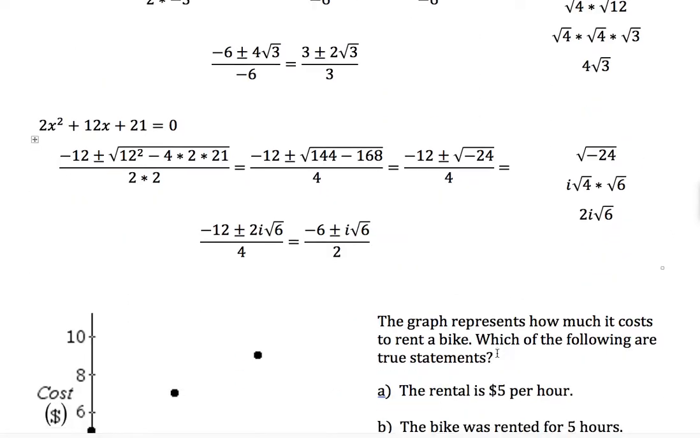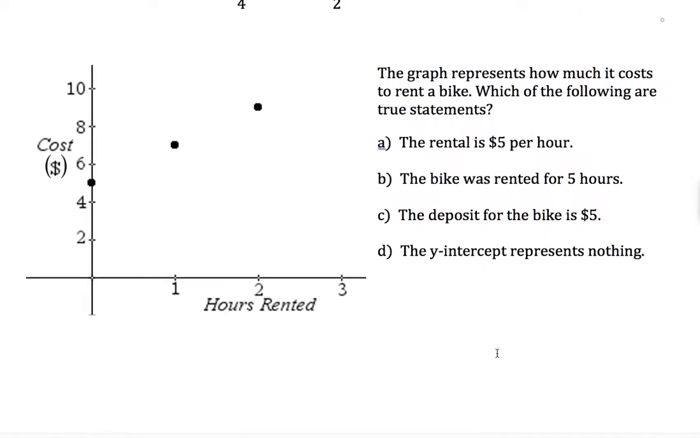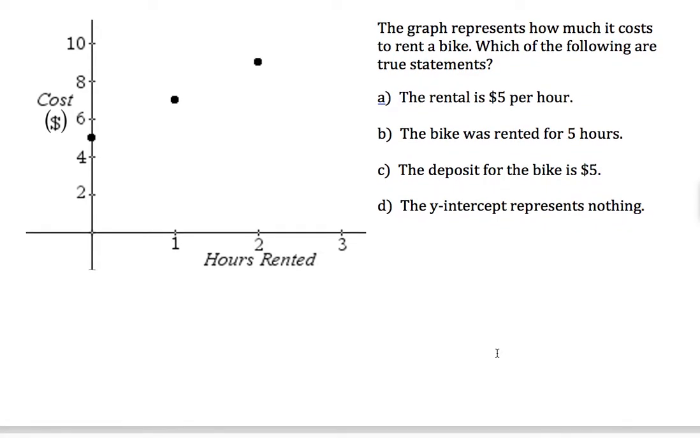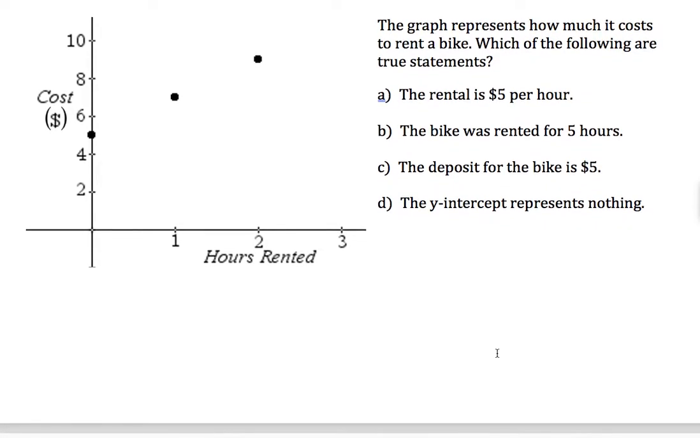Yep, I think we're ready to move on to the next one. So we've got this graph, and this graph represents how much it costs to rent a bike. Which of the following are true statements? According to this graph, we have the cost on the y-axis and hours rented on the x-axis. And so these are showing how much it costs to rent a bike per hour. So let's go ahead and look at this.